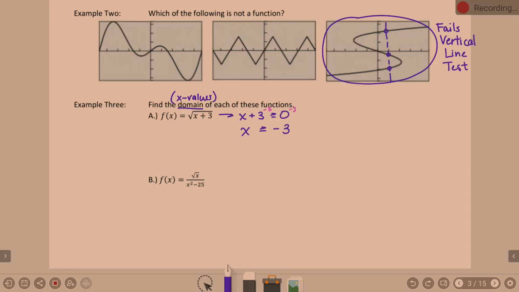Now, in this case, I didn't have a denominator to worry about. The square root is the main deal. This right here represents my domain. With that in mind, I have my answers in interval notation.